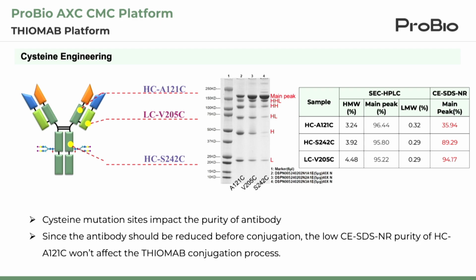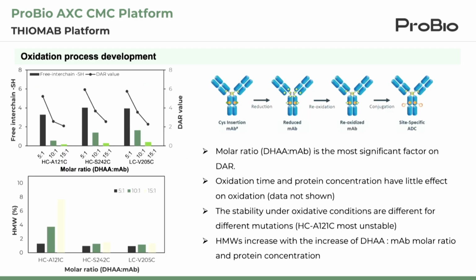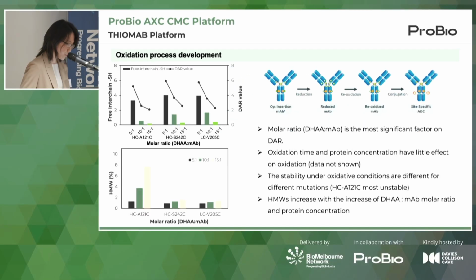And just a recap for ThioMab, there are 3 key steps: full reduction, reoxidation, and conjugation. Actually, the reoxidation is a key step in this process to make sure that we can fully close all the free interchain disulfide bonds and allow the conjugation to happen specifically at the engineered cysteine site. It turns out the molar ratio of the oxidant to the antibody is the most significant factor determining DAR. Basically, as we increase this oxidant ratio, we are essentially making sure that all the free interchain cysteines are being closed.